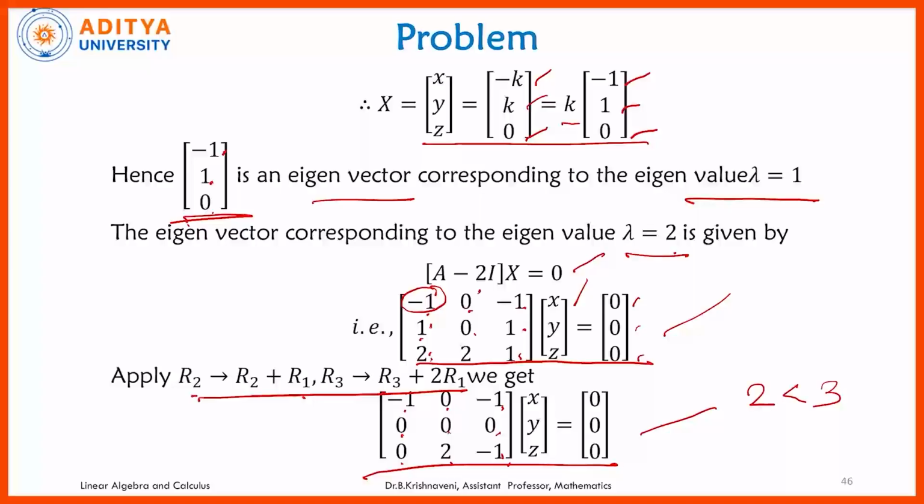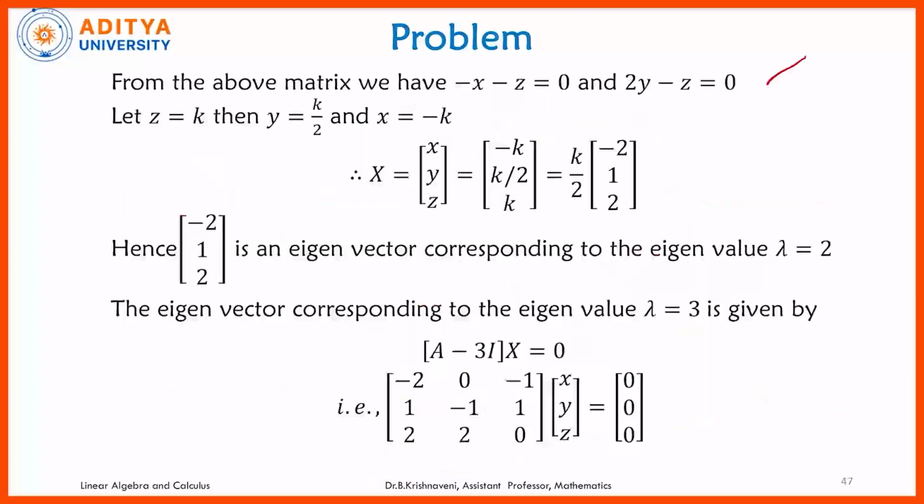Now let us consider the reduced system given by x minus z is equal to 0, 2y minus z is equal to 0. So now fix z is equal to k, then from this equation we got y is equal to k by 2. Thereafter by using this equation we got x is equal to minus k. So hence [x, y, z] is equal to [minus k, k by 2, k], that can be written as k by 2 into [minus 2, 1, 2], that is, vector [minus 2, 1, 2] is an eigenvector corresponding to lambda is equal to 2.